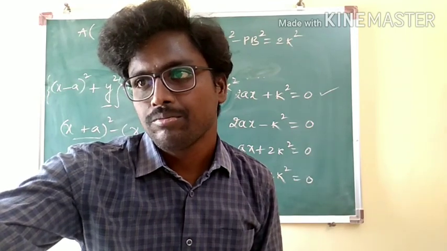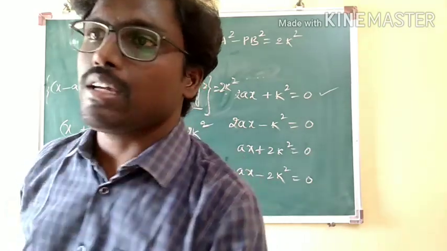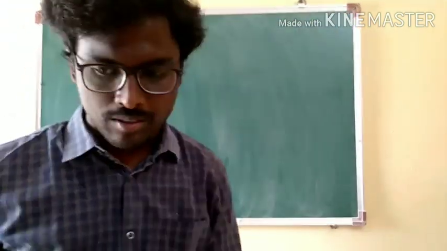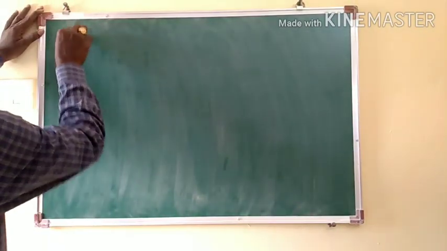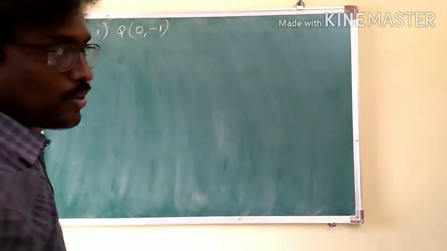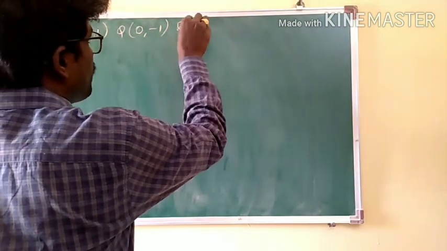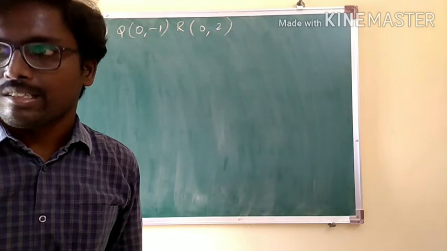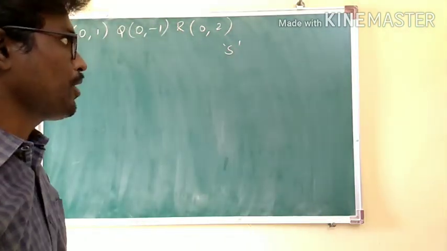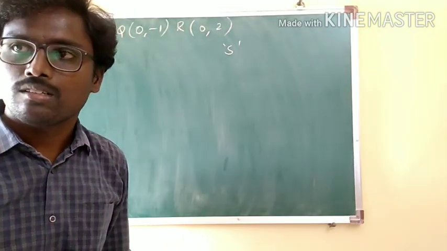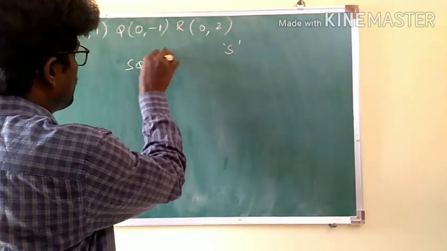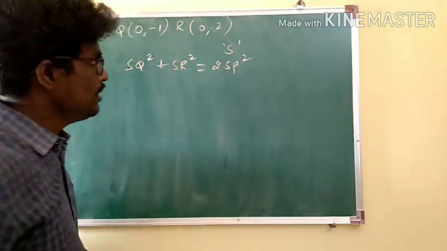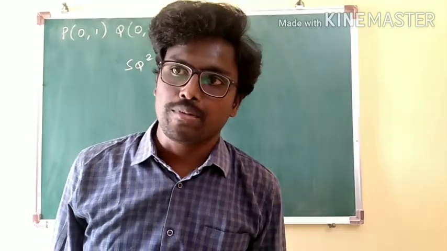Yeah, let's go with the next problem. Write down. If P is 0 comma 1, Q is 0 comma minus 1, and R is 0 comma 2, then the locus of the point S, such that SQ square plus SR square is equal to 2 SP square.